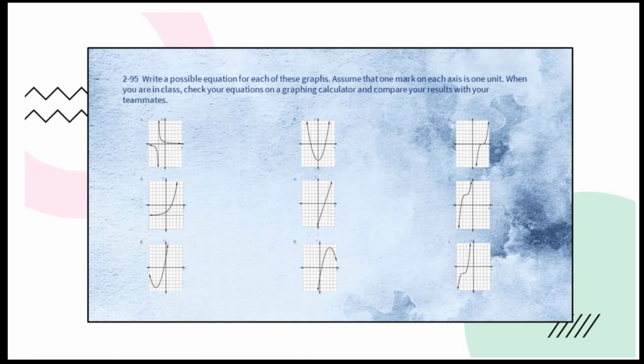Okay, so we have 9 graphs here, and it says write a possible equation for each of these graphs. Assume that 1 mark on each axis is 1 unit. When you are in class, check your equations on a graphing calculator, compare your results with your teammates. You don't even have to do that. You can get on Desmos and check them out, but the next slide will have a video that helps you with all 9 of these graphs. So moving on.